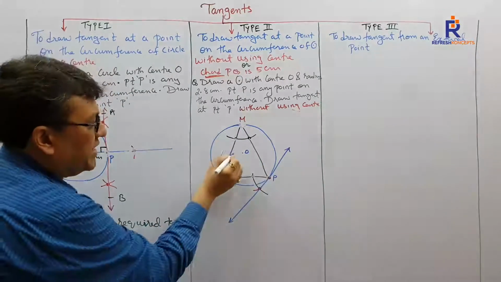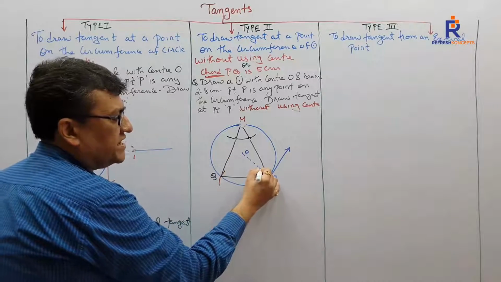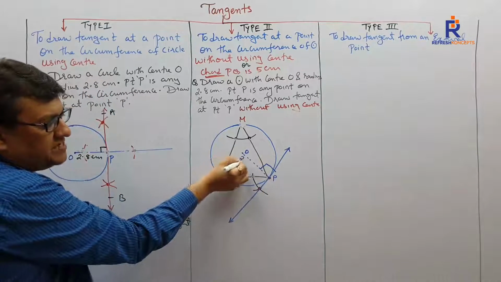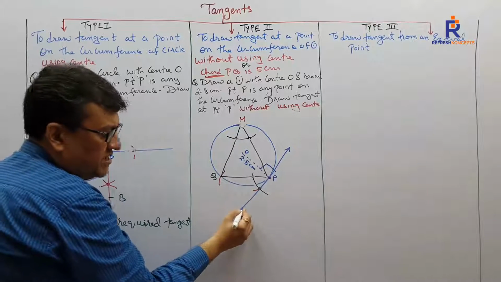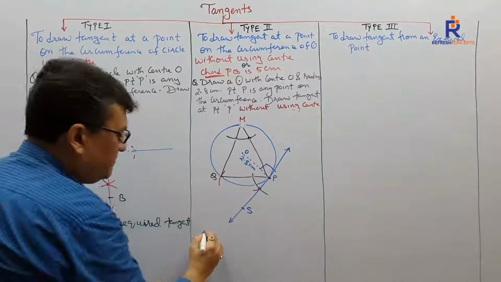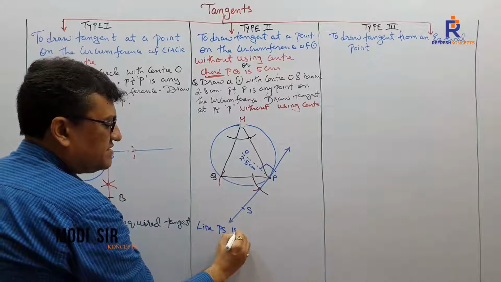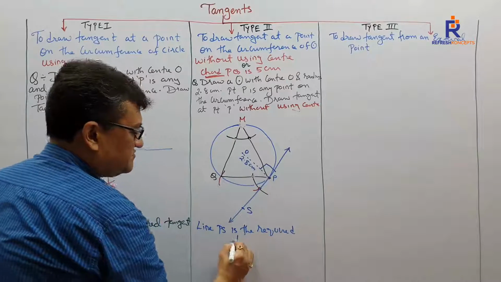And now I'm going to make a radius. And immediately I'm going to say that this is 90. Radius is perpendicular to tangent, and this is 2.8. Give one more point, say S. Line PS is the required tangent.